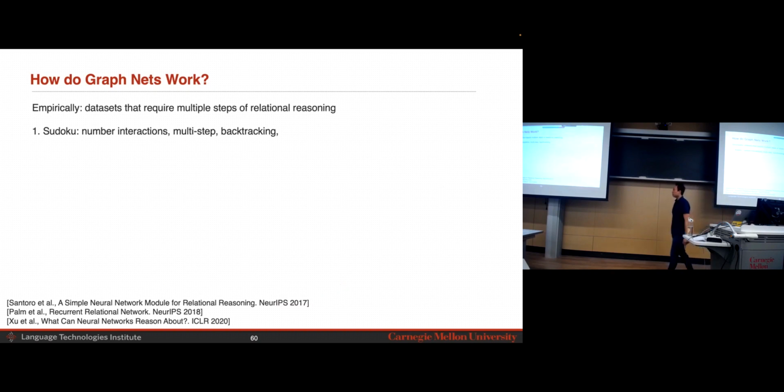And they show this on two very nice tasks. One task is Sudoku. We've all played Sudoku, right? That requires you to fill in a number, look at all the numbers next to it, and check whether it fulfills the rules. If it doesn't, you have to delete it and backtrack across possibly multiple time steps.